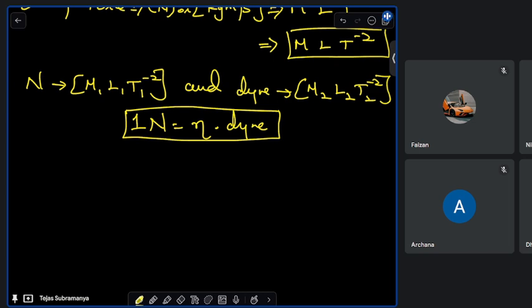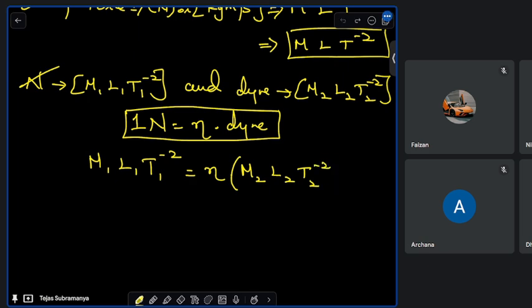Now, in the next step, Newton is on the left-hand side. Do I know the dimension for this? Yes, here. I'll copy that. I'll write M1, L1, T1 to the power minus 2 is equal to N into, I'll open brackets. Do I know the dimension for dyne? Yes, along with the numbers. M2, L2, T2 to the power minus 2. Oh, my bad, wrong bracket. Okay, T2 to the power minus 2.